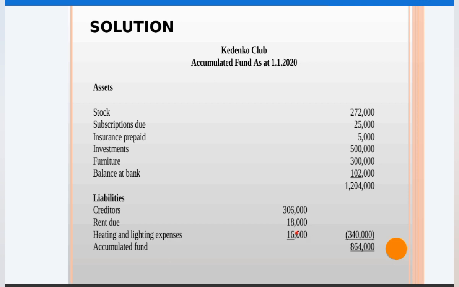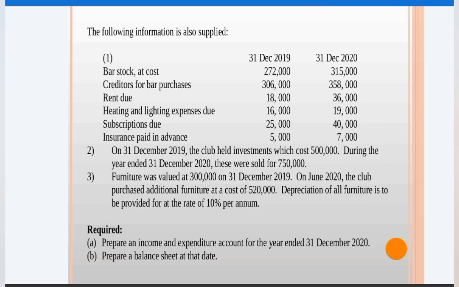So you can see we have it here, 16,000. So when you total all this, you get 340,000. So when you deduct liabilities from assets, you get 864,000. So this is an equivalent of capital, which we call the accumulated fund. So we have found the accumulated fund of 864,000.